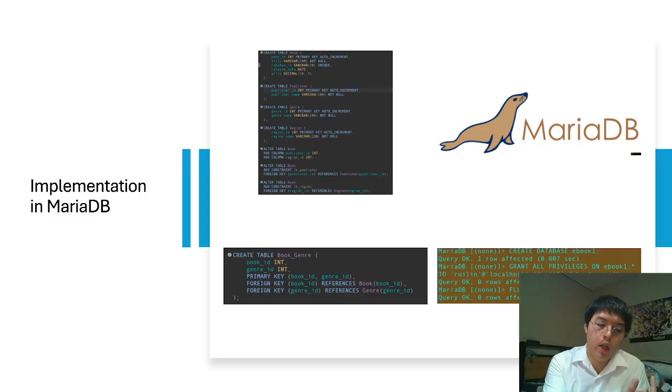However, for a many-to-many relationship, this is not enough, so we need an additional table for this. For example, something like a junction table, which needs to contain the ID, the primary key from both sides, as foreign keys in this table.